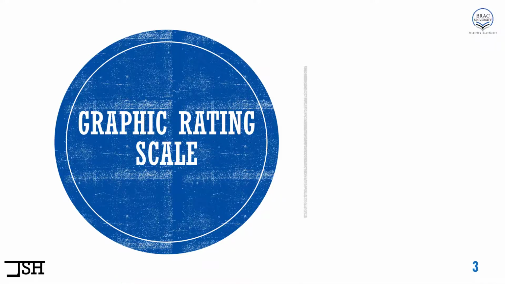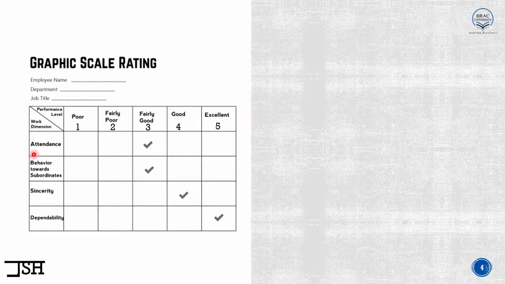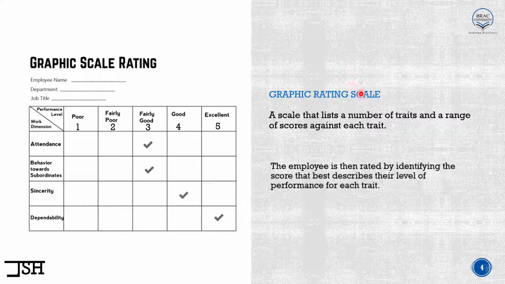How? In this manner. See? I'm 100% sure you can recognize this photo. Why? Because you have used this before when filling out your faculty evaluation form. So exactly that is graphic rating scale. So what happens here? Graphic rating scale is a scale that lists a number of traits and a range of scores against each trait. And here, by trait we mean characteristics.